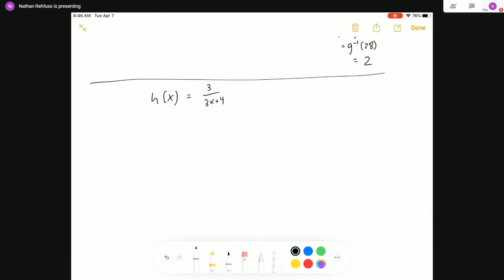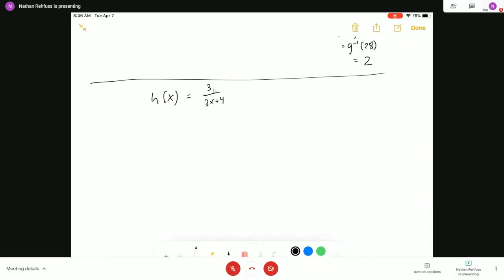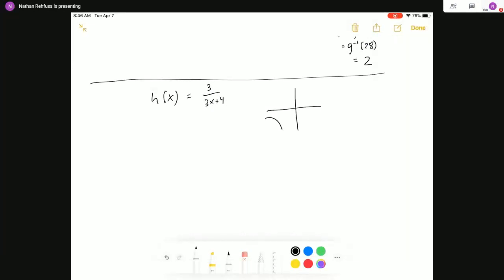This is a weird looking function, by the way. We've taken x, we've stretched it both ways, and we've gone 4 to the left. So it's going to look something like this. It's a weird looking graph, but as a matter of fact, no matter where I draw this horizontal line, it only touches it once, so it should have an inverse. So I'm going to set y equal to the equation.